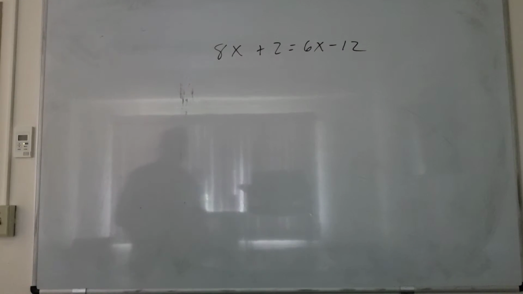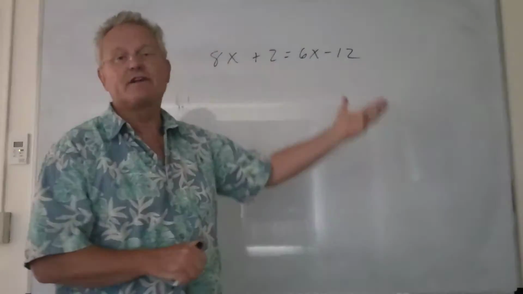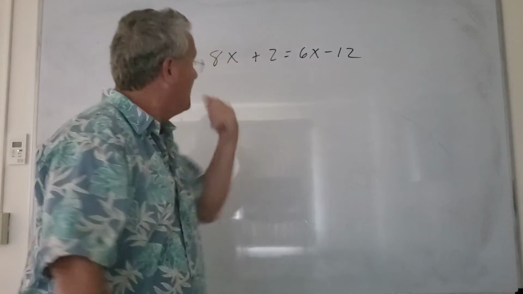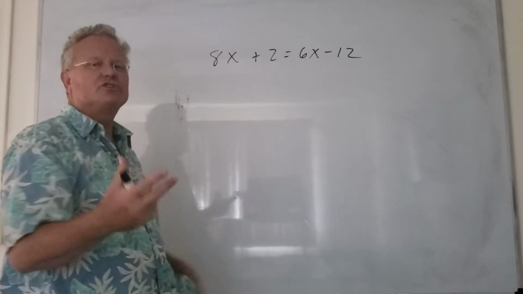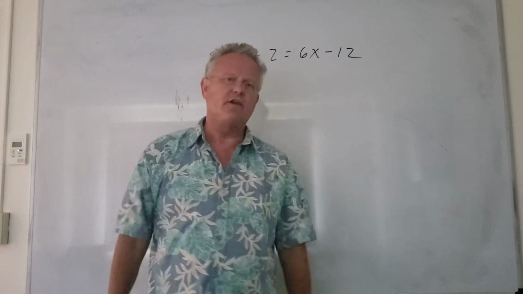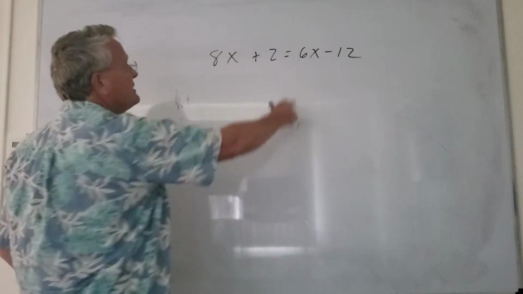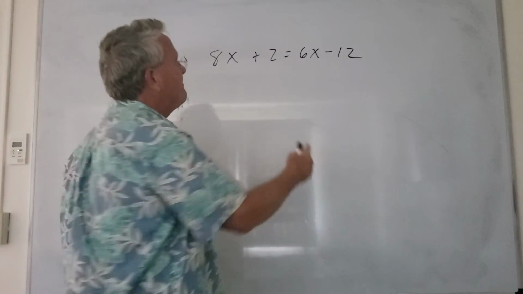All right, so now we're going to do an example of solving a linear equation. This is linear because we only have x's, there's no x squared. To solve equations, we want the x on one side and all the numbers on the other side. So to move this x over here, we do the opposite.